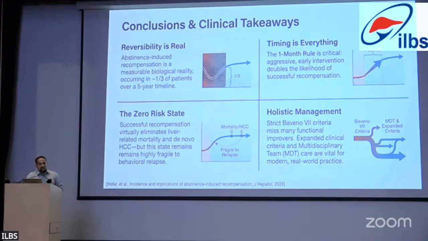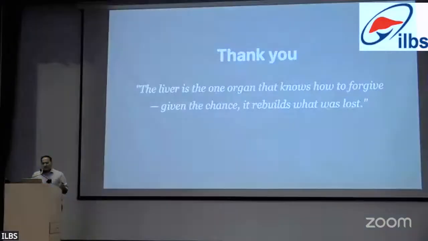And once we achieve recompensation, which is a near zero-risk state for development of HCC or liver-related death at least, achieving and maintaining recompensation requires holistic management. And maybe we should also consider not just the strict Baveno guidelines, but the expanded clinical criteria also should be part of the diagnosis of recompensation. And I would like to end my talk by saying liver is one organ that knows how to forgive. Given the chance, it rebuilds what was lost.